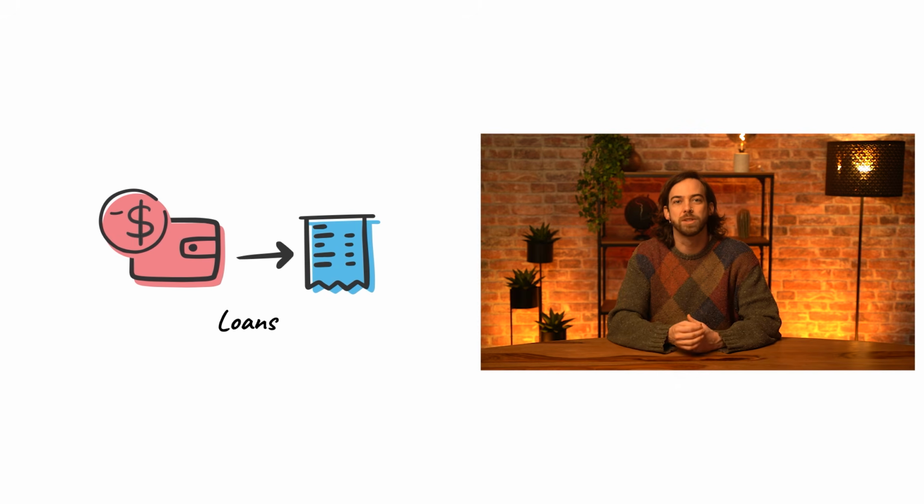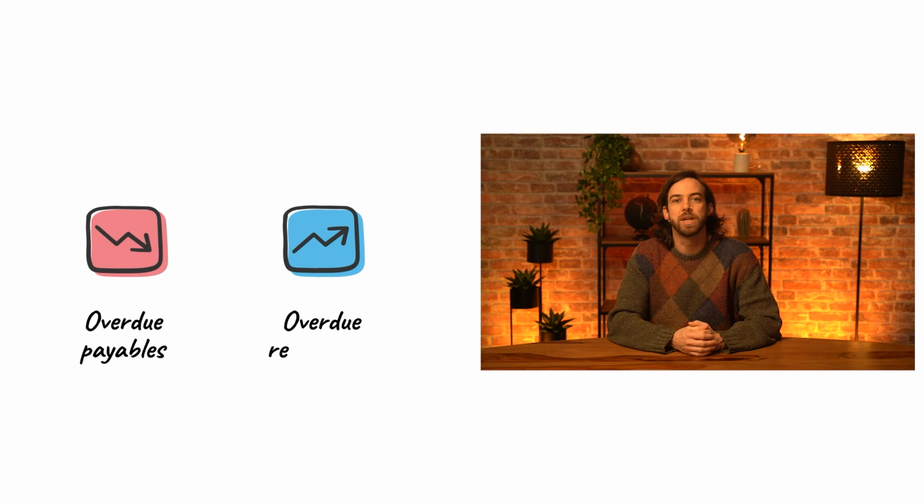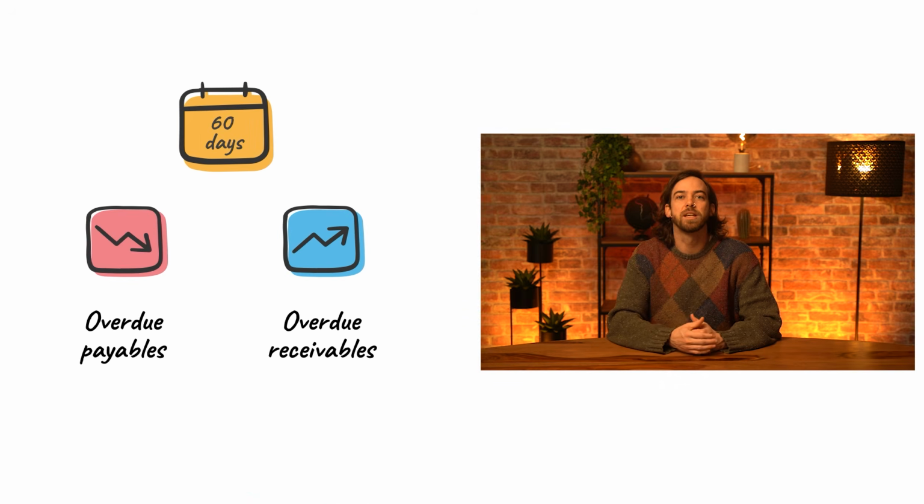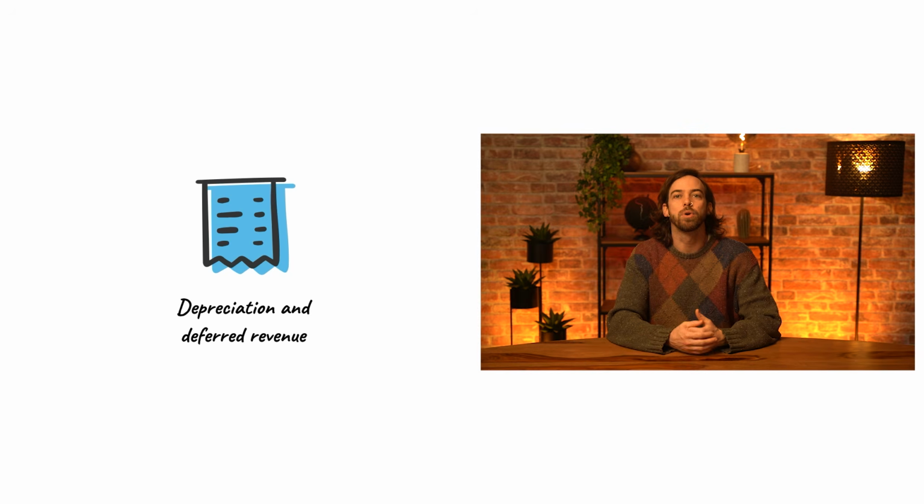Close all suspense accounts. Ensure your loans are properly registered for automatic amortization calculations. Review overdue payables and receivables aged over 60 days, and assess whether a provision for uncertain liabilities or an allowance for doubtful accounts is required. And finally, book all depreciation and deferred revenue entries.